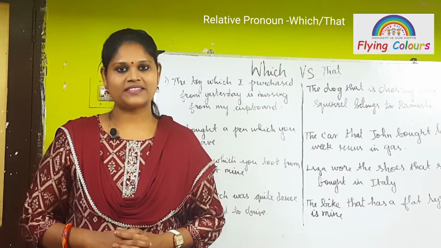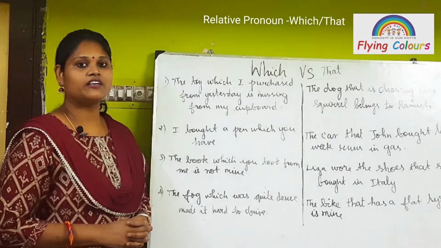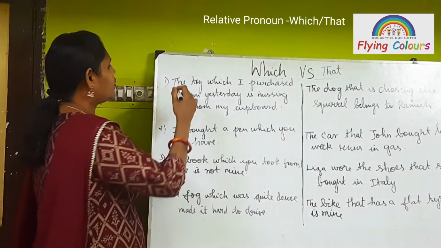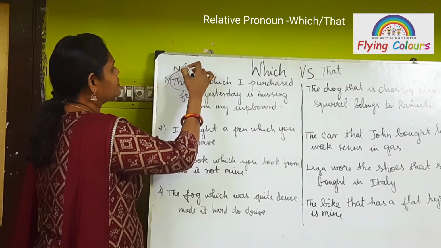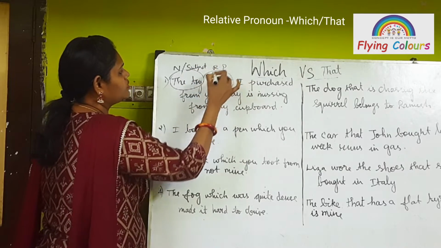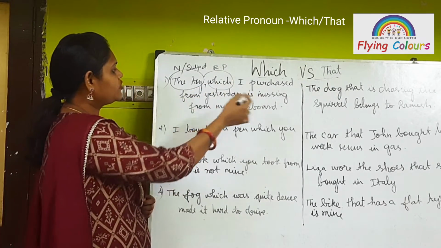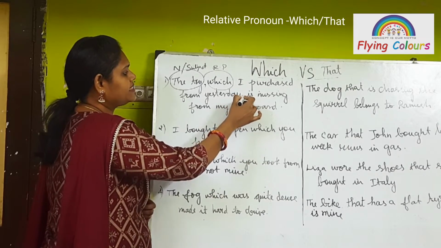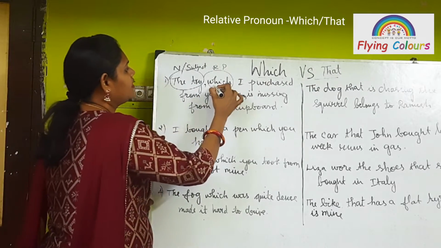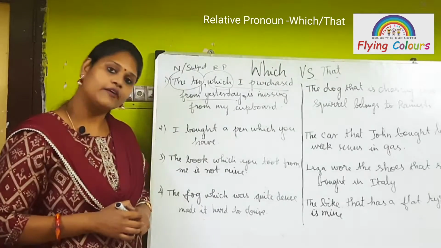So let us see some more examples of which and that. The toy which I purchased yesterday is missing from my cupboard. Here the toy is a noun as well as the subject. Which is the relative pronoun, so which can be set off by commas. I am putting commas here: I purchased yesterday, again splitting the sentence with a comma, is missing from my cupboard. Without this non-essential clause, you can complete the sentence.